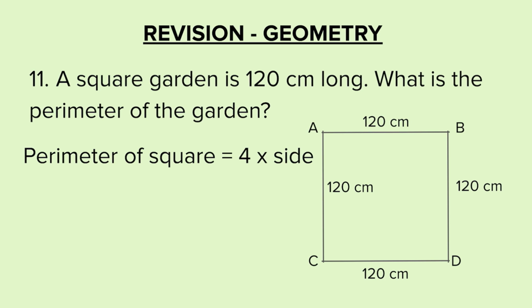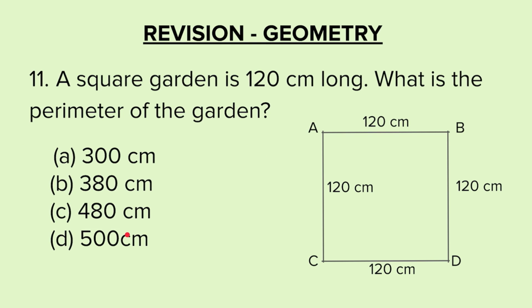For the perimeter of a square, the formula is 4 into side. In this particular question, the side is 120 centimeters. So the perimeter will be 4 into 120, which will give us 480 centimeters. So the correct answer is 480 centimeters. That is the C option.